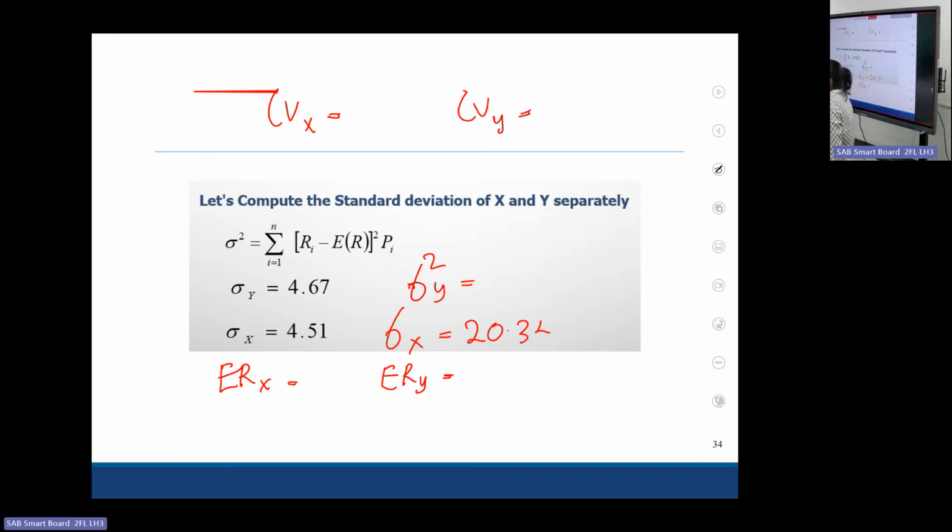Expected return of X is 4.68. For Y, expected return is 3.4, 3.4, correct. So now calculate the coefficient of variation. Now you have the standard deviation and expected return, so calculate X and Y coefficient of variation also.